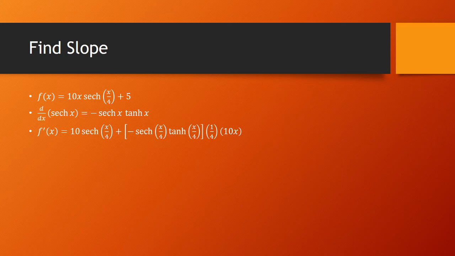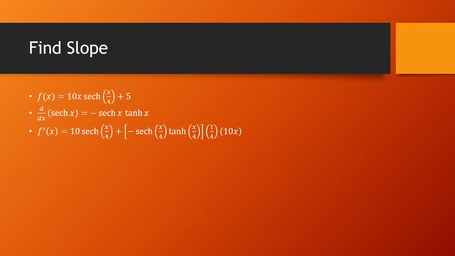And then I'm going to take the derivative of the inside. So find the derivative of x over 4, which is 1/4. And then by product rule, I also have to multiply by 10x. And then the derivative of 5 is just 0. Okay, so that's my derivative.